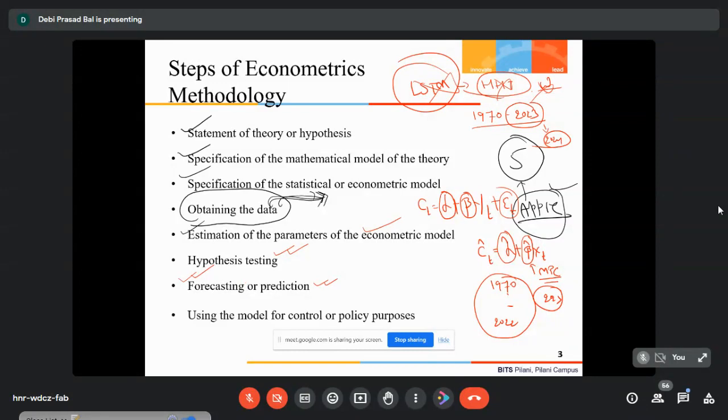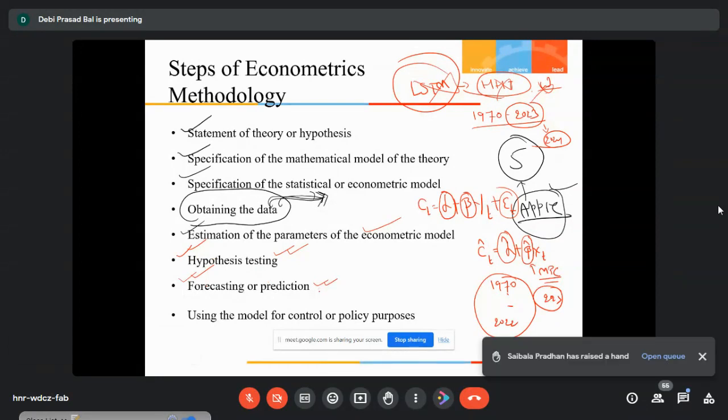Okay. Decisions. Using the model for control or policy purposes. You will decide. Think like you are a businessman. Think like you are a policymaker. Sir, is there any degree of freedom here? Here we'll need degrees of freedom for hypothesis testing. Yes. Then once everything is good, then forecast. Once forecast, then policies and decisions.